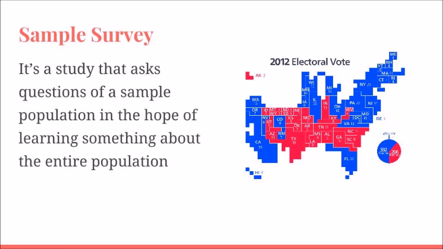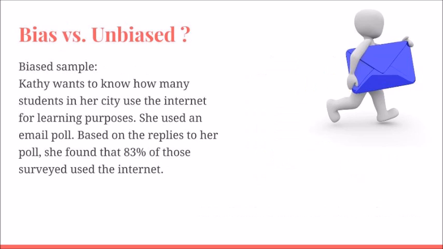A sample survey is basically a study that asks questions of a sample population in the hope of learning something about the entire population. So this is basically what we were looking for when we first learned about samples. An example would be polls taken to assess voter preference, which is to search the preference of voters by selecting a group of people.